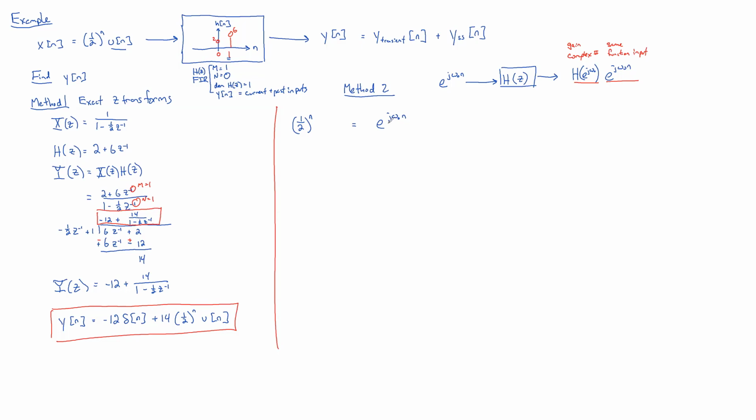So we want to get rid of this e, right? So we'll try taking the ln of both sides, and hopefully that'll give us something easy to work with. If we take the ln of something with a power, that n comes out, and the ln undoes this e, so that just gives us j omega naught n. We've got n on both sides, and so now we can solve for our omega naught. It's just ln of 1/2 over j. So now we know what our omega naught is.